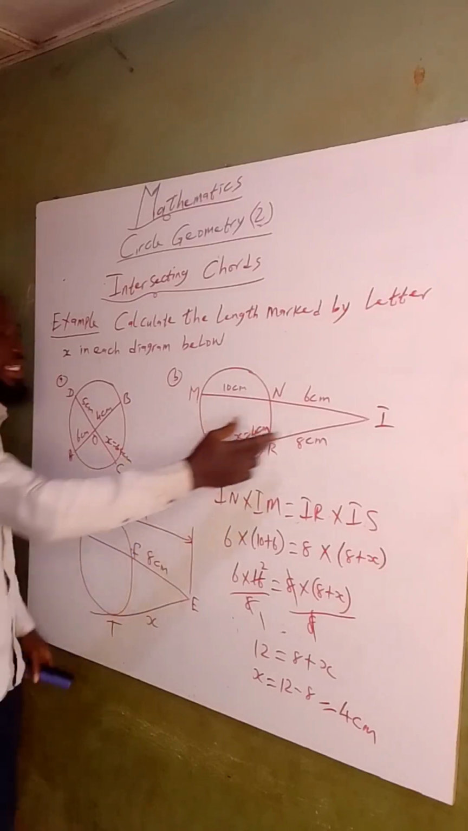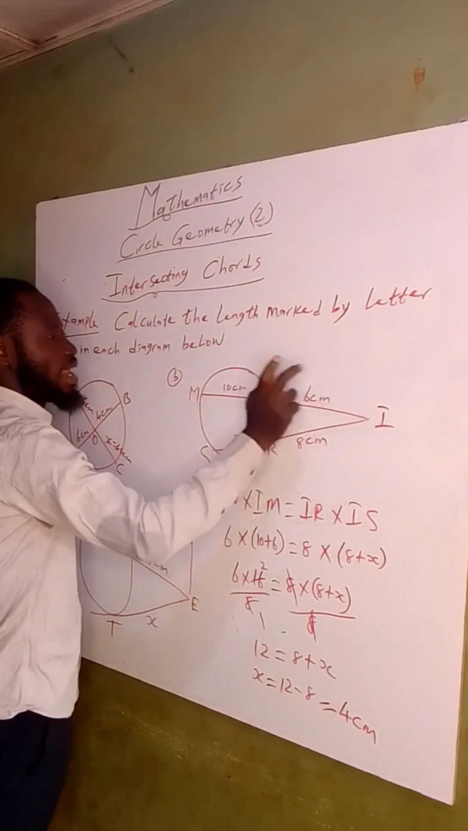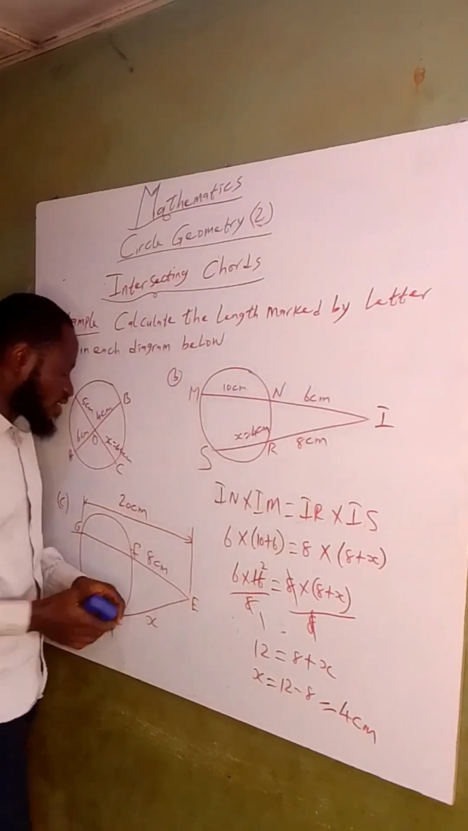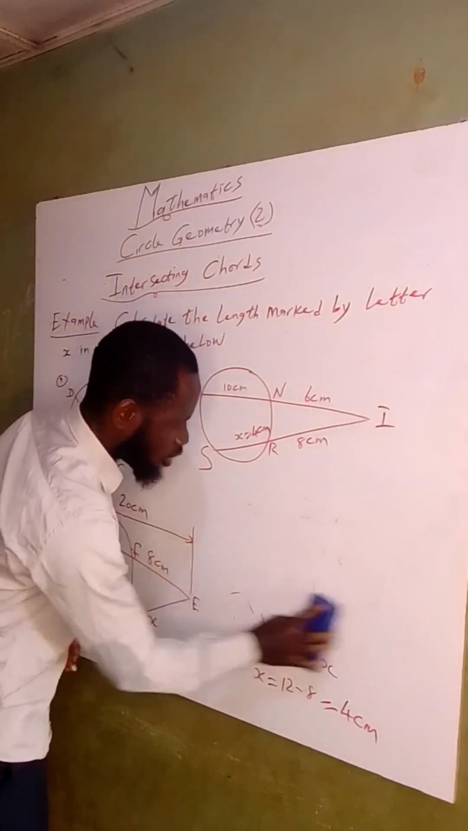I believe you understand this: IR multiplied by IS equals IN multiplied by IM. I've explained it. Now let's move to the solution of the third one.